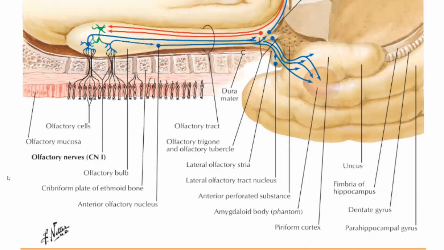Okay, so cranial nerve 1, we have the olfactory nerves coming up through the cribriform plate up into the olfactory bulb, and then that goes back to the brain. Only sensory.